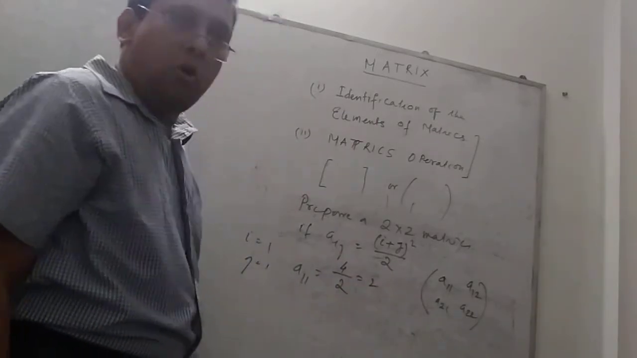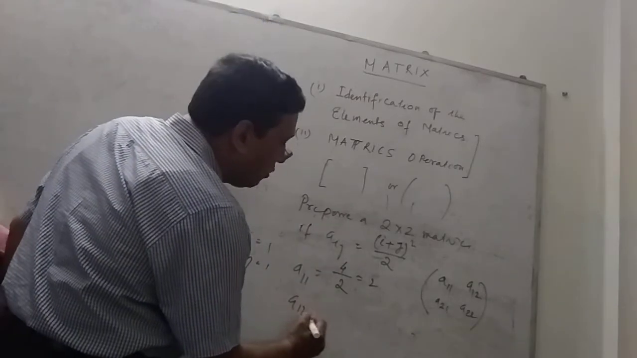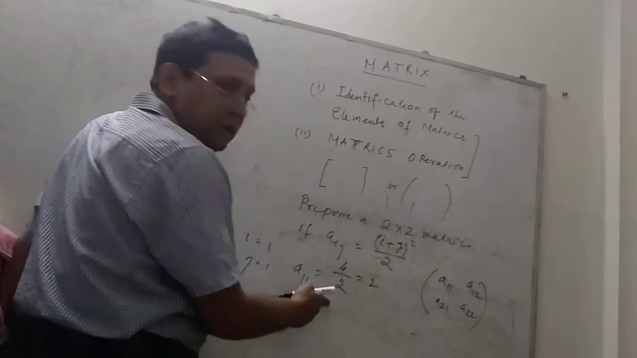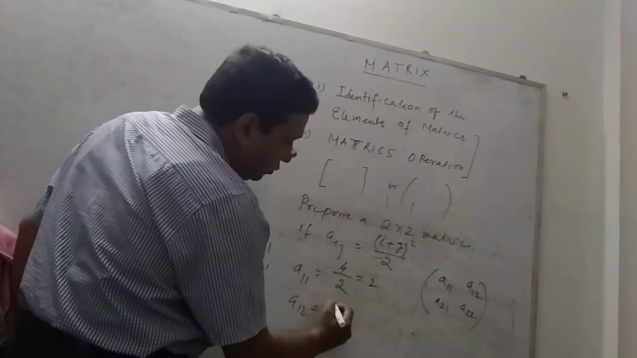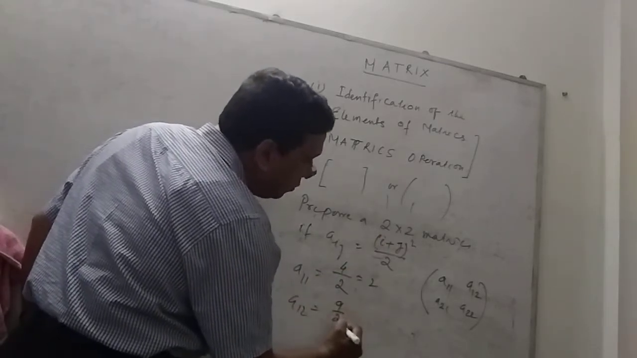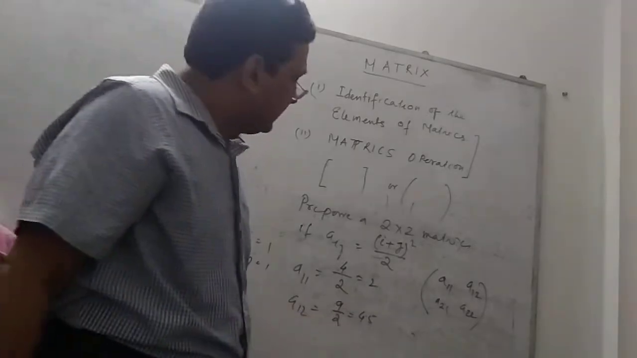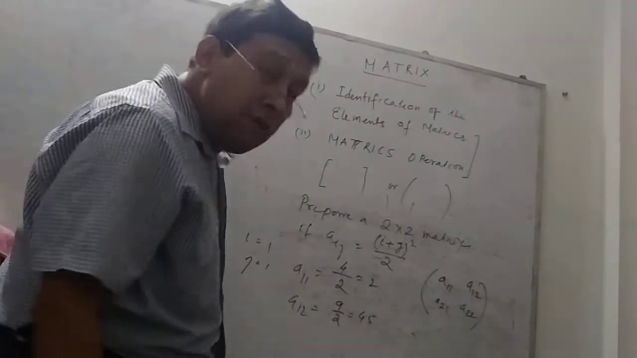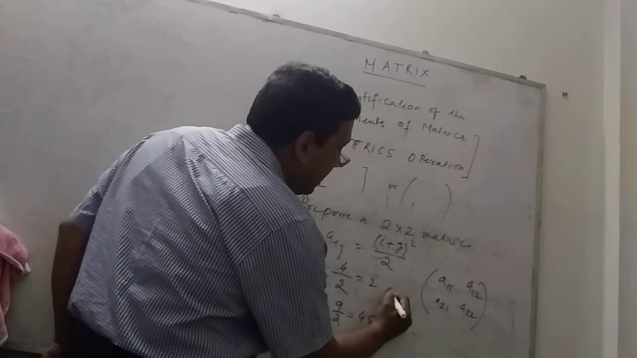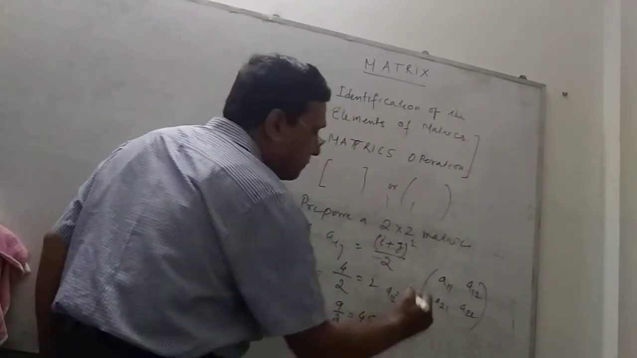If I want to know the value of A12, I should say A12 means put over here i is equal to 1 and j is equal to 2. So 1 plus 2, 3, 3 square 9. So 9 by 2. You can write 4.5 or you can write 9 by 2 as it is. Next I should know A21. So A21 again, if I write, again I can get 9 by 2.